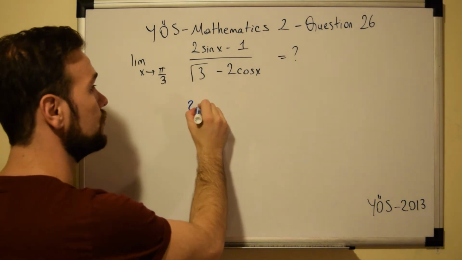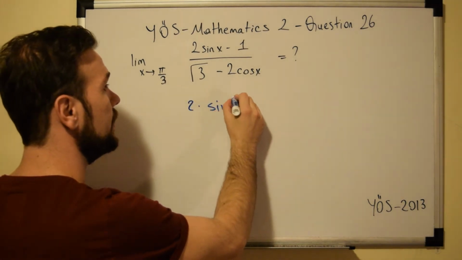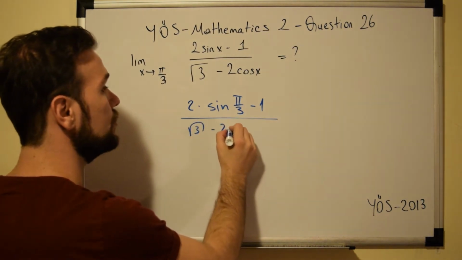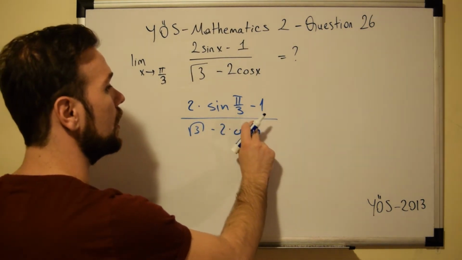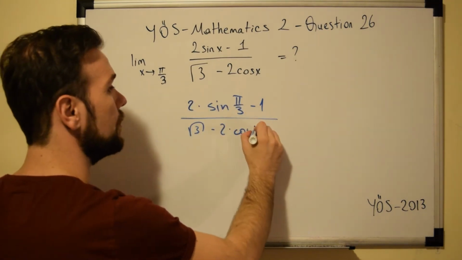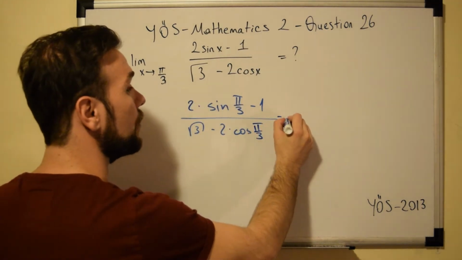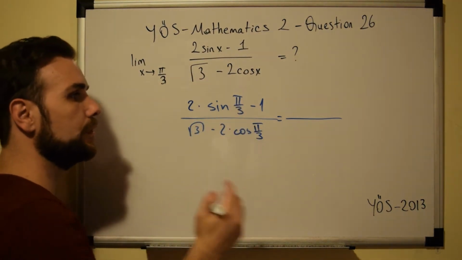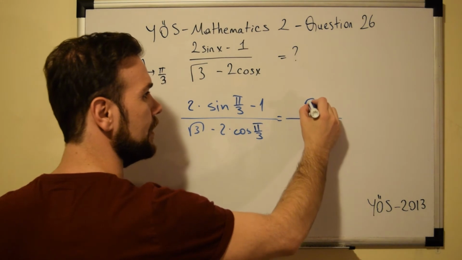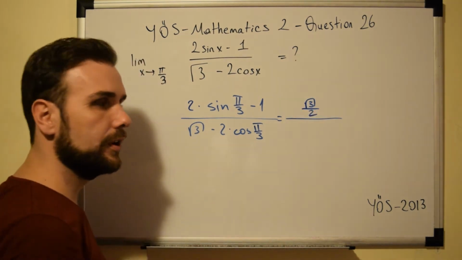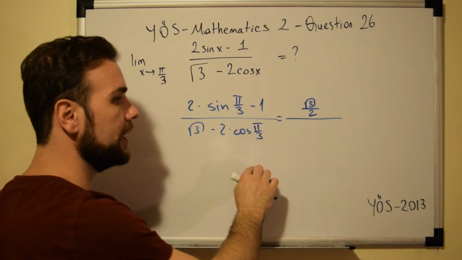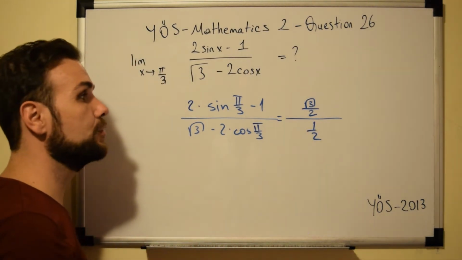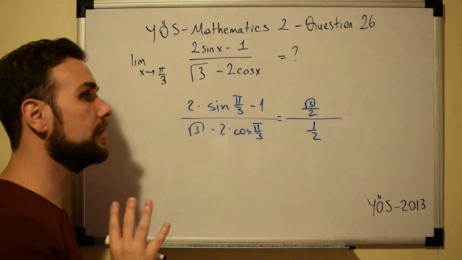So let's do that. We have 2 times sine of π over 3 minus 1 over square root of 3 minus 2 times cosine of π over 3. Now, there are two values that you must know. What is the sine of π over 3? We know that sine of π over 3 is equal to square root of 3 over 2. And what is cosine of π over 3? It is 1 over 2. So these are the values that you must know. As you know these values, the rest will become very easy.